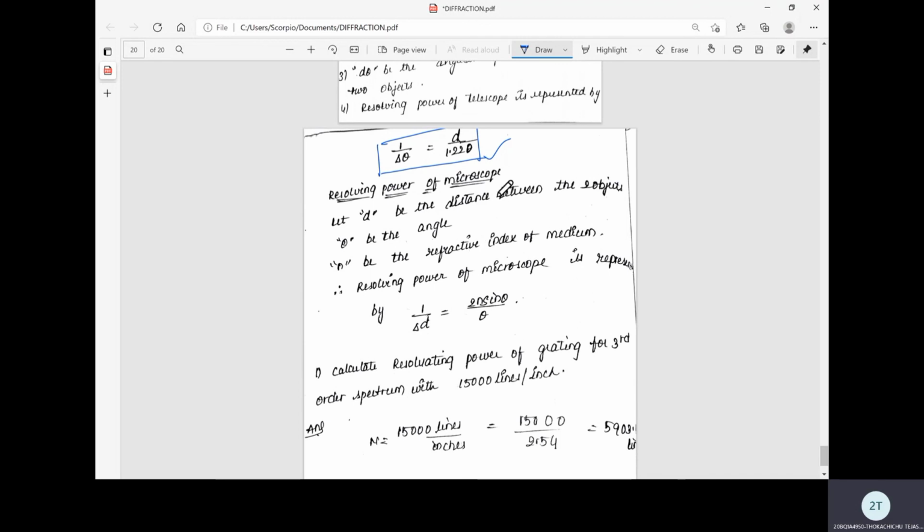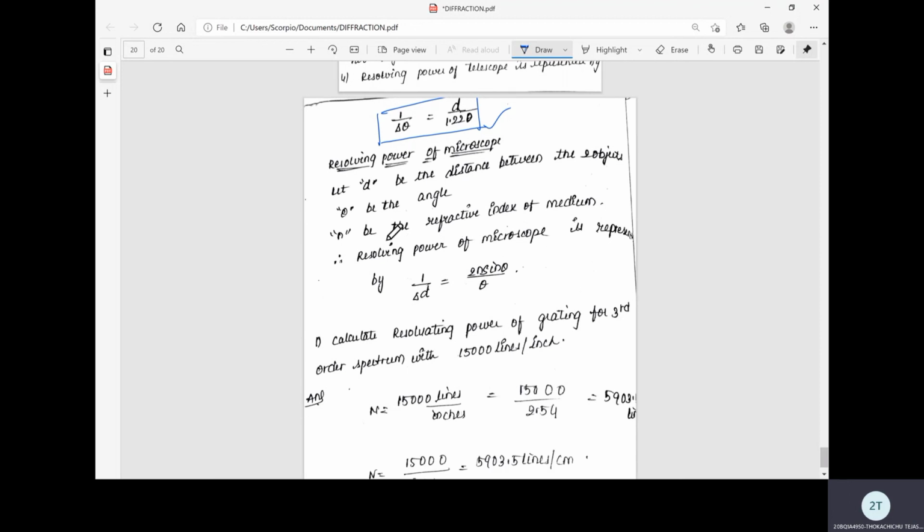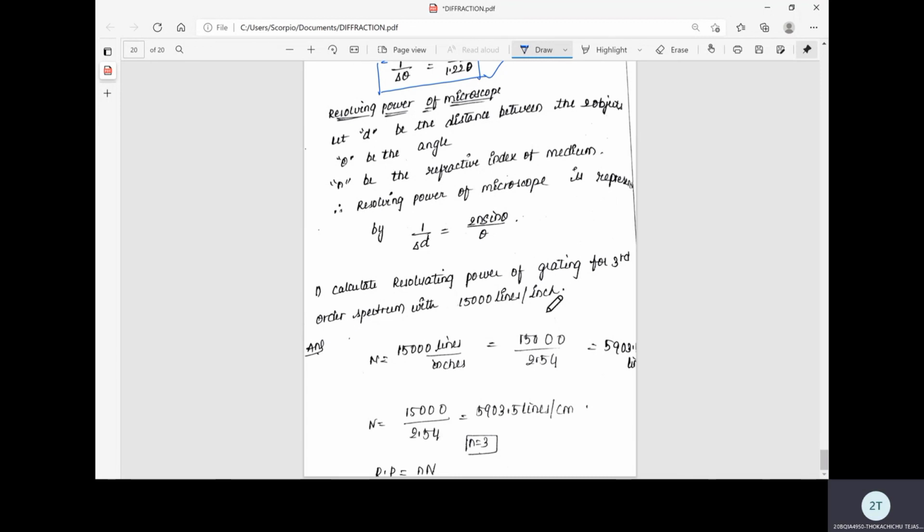Now, there is another application of this chapter, that is the resolving power of a microscope. Once again, let's consider d be the distance between the objects, theta be the angle, and n be the refractive index of the medium. So the resolving power of this microscope is represented by 1 by delta d equals 2 n sine theta by lambda. So that's all.